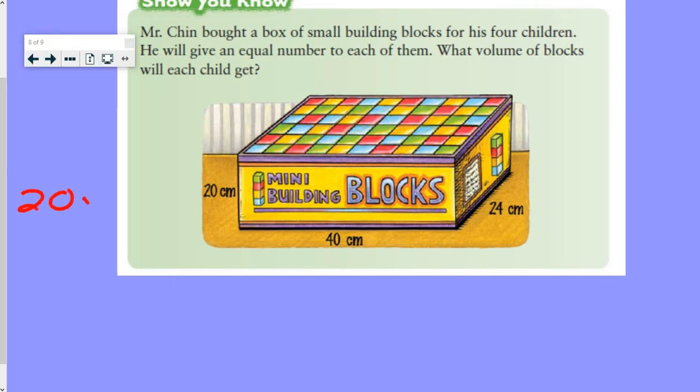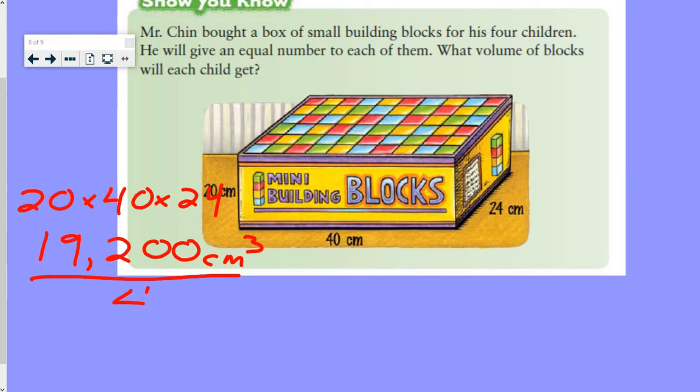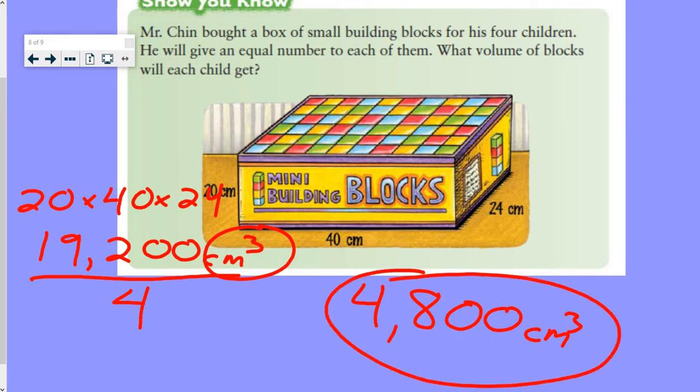So it's 20 times 40 times 24. I'll just do this on my trusty calculator. 20 times 40 times 24 equals 19,200 centimeters cubed. Now, when we divide this by 4, we're dividing it by 4 children, so the centimeters cubed doesn't change. When we divide this by 4, each child gets 4,800 cubic centimeters of mini building blocks. So I hope you got that.